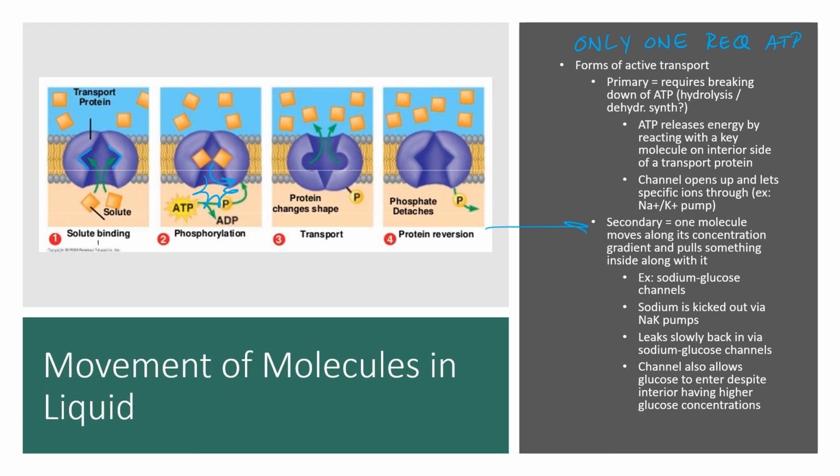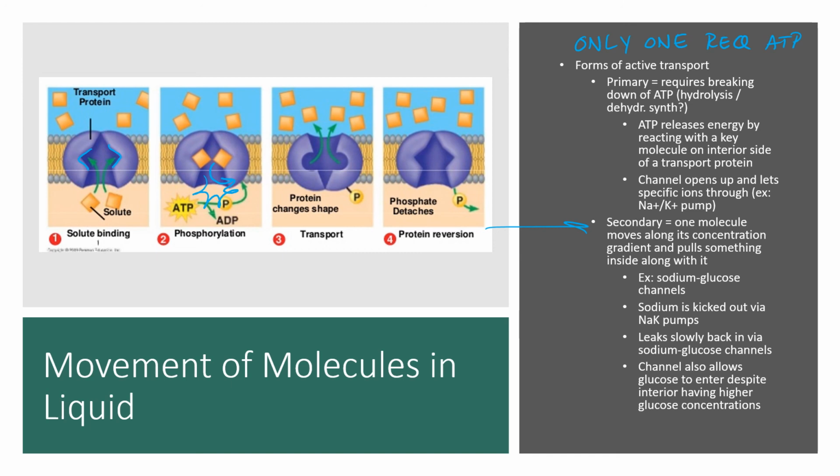Secondary active transport involves one molecule moving along its concentration gradient to pull something else along with it. Sodium glucose channels is an example of this. So what you have is this type of pump that kicks sodium outside of the cell against its concentration gradient. That sodium is permitted to leak back in by special sodium glucose channels. When that sodium leaks in, it's able to bring a little bit of glucose along with it.